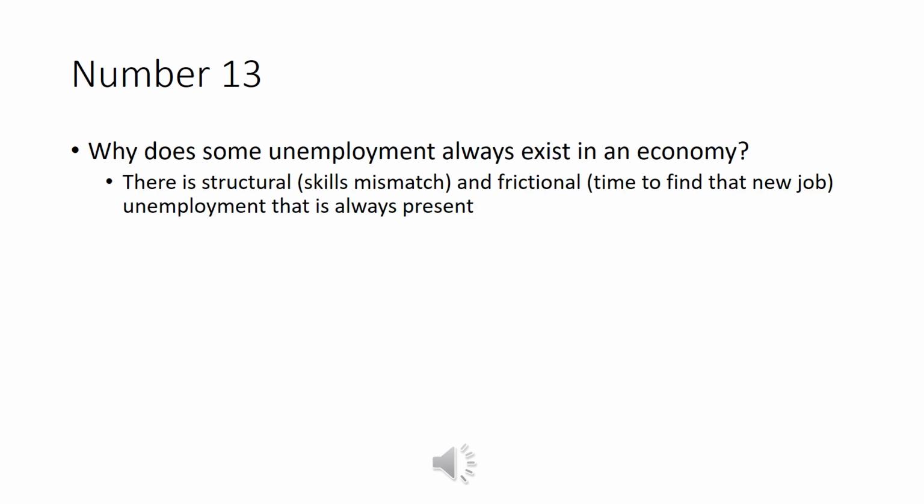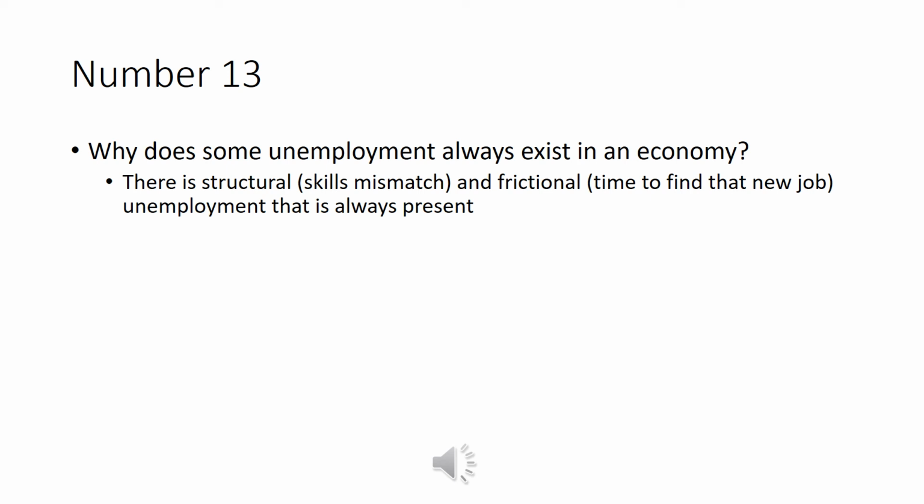So number 13, why does some unemployment always exist in an economy? This is getting back to the idea of the natural rate of unemployment. So if we break down the unemployment rate into types of unemployment, we have cyclical unemployment, which results from changes in the business cycle. We have frictional unemployment, the time it takes for people to find jobs that actually meet their skills. And we have structural unemployment, unemployment that's caused from a mismatch in skills between people that are looking for jobs and the jobs that are available.